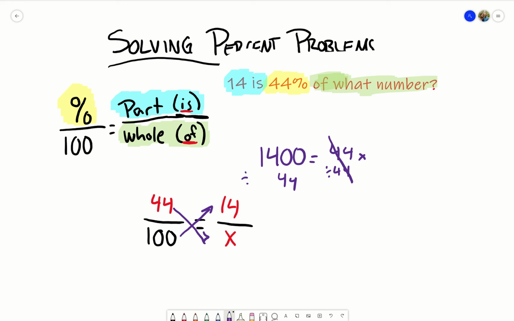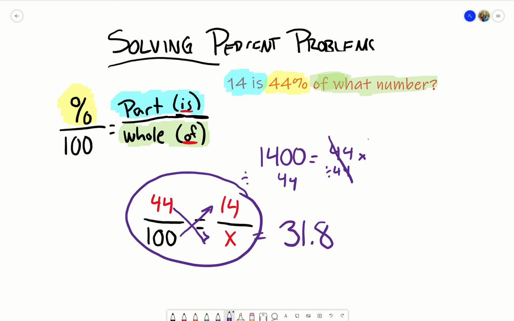And 1,400 divided by 44 equals 30. Wait a second, I did something wrong here. 1,400 divided by 44. Yeah, equals 31.8, rounded. So my answer would be x equals 31.8. 14 is 44% of 31.8. That would be my answer. Okay, proportions work the same every time. Set up my proportion, cross multiply, and solve for x.